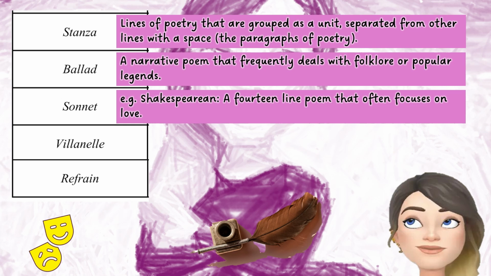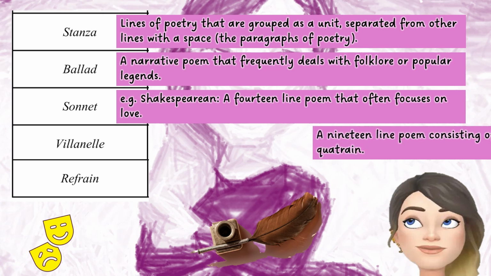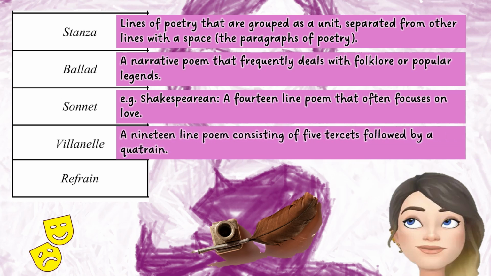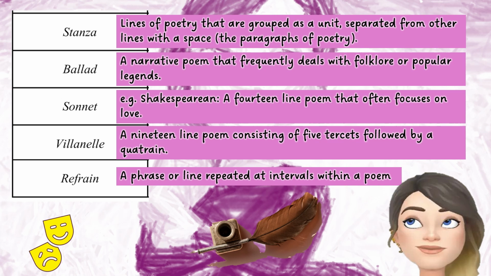Villanelle. No, it's not just a well-known character in a TV programme. A villanelle is a poem. It's a 19-line poem consisting of 5 tercets followed by a quatrain. And finally, refrain, which is just a phrase or line that's repeated at intervals within the poem.